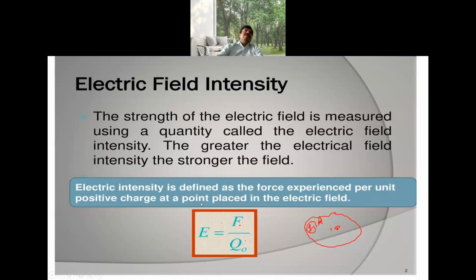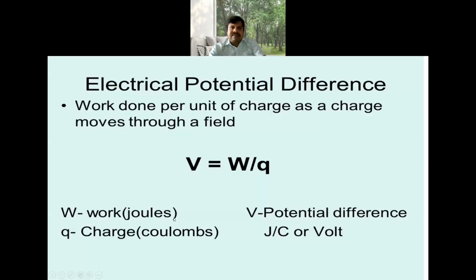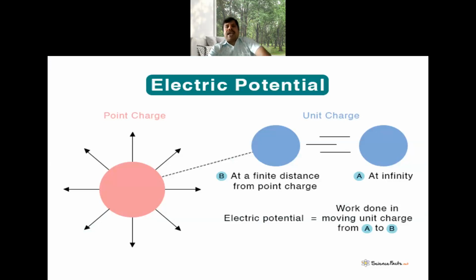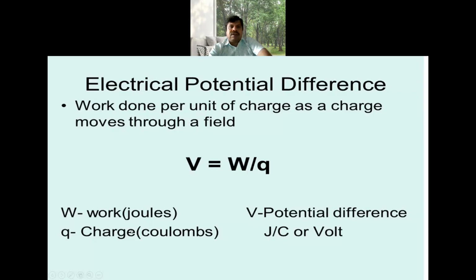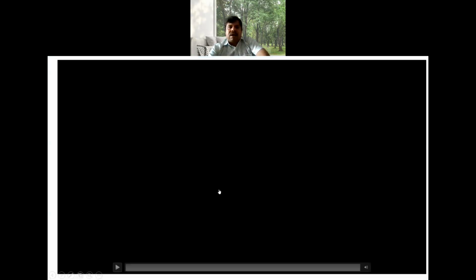Then, electric field intensity. Inside an electric field at a particular point, if you take any charge, the force acting on that charge is known as the electric field intensity. Next, we saw what is meant by electric potential. Electric potential at a point in an electric field is defined as the work done per unit charge in bringing that unit charge from infinity to that particular place inside an electric field. We saw some animation.